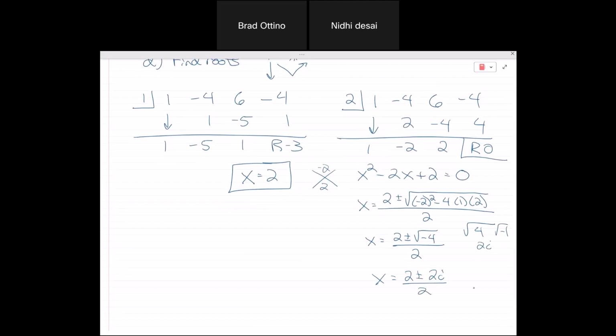And if we're dividing by 2, we saw this on the first exam, just make sure you're doing 2 divided by 2 and 2i divided by 2. So the answer would be the roots are 2 and then 1 plus or minus i. So it looks like we got 1 positive root. There are no negative, and the other 2 roots are imaginary. So we still have 3 total. 1's positive and 2 are imaginary.